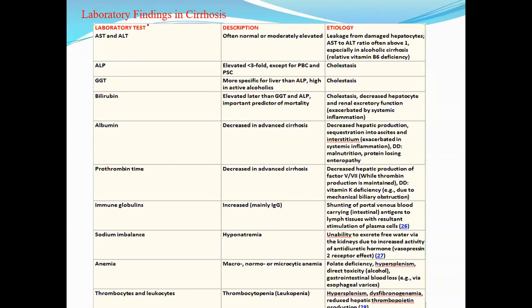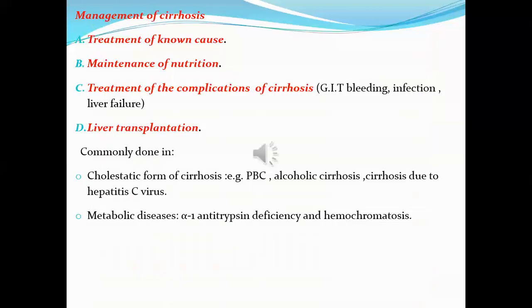Thrombocytopenia and leukopenia are also manifested in the patient with liver cirrhosis due to hypersplenism. Hypersplenism leads to increased anemia, decreased platelets and decreased white blood cells, due to engulfment by a large spleen. We call it hypersplenism. All these lab findings can be seen in a patient with liver cirrhosis.